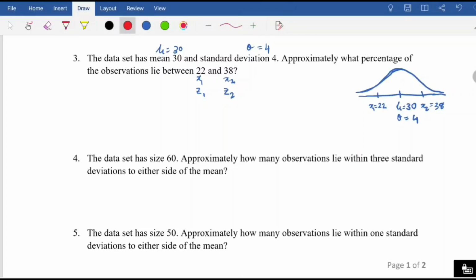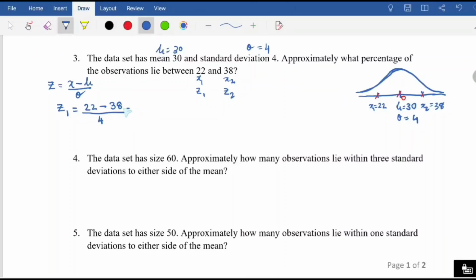So we have to find the corresponding z values for x sub 1 and x sub 2. The center point where mu is located is always going to have a z value of 0. That's a no-brainer. It does not need any calculations. So let's use the z value formula that we learned for individual observations and come up with the z values. So z has the formula x minus mu over sigma, correct? So z sub 1 will be x sub 1 is 22 minus 38, which is mu, divided by sigma is 4.